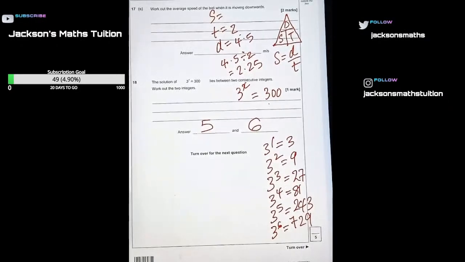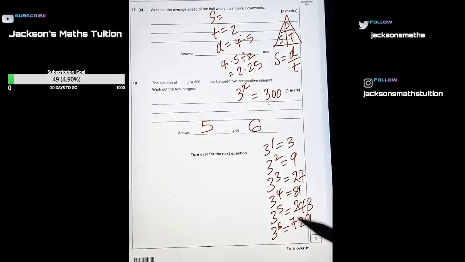For an easy 1 mark, you just use your calculator, do 3 raised to different powers, and you will see which numbers 300 is going to be between.